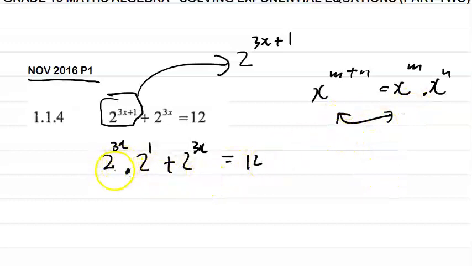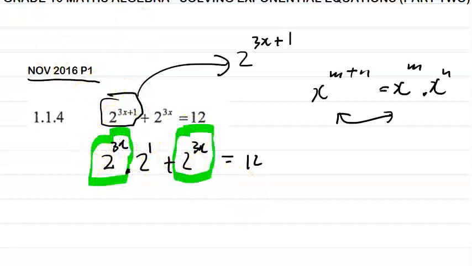Now, if you look carefully, you got 2 to the 3x and 2 to the 3x. So the only way for me to now isolate the x term here is to remove that as a common factor. Okay, now let's see if we can. Yes, we can remove that 2 to the 3x into 2 to the 1. So what's left over there? 2 to the 1 plus 1.